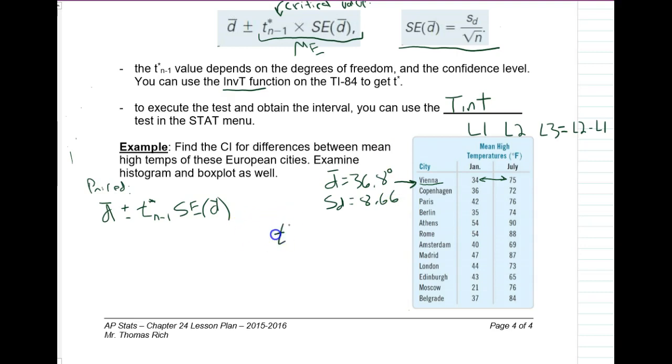We do need to get our critical value with how many degrees of freedom. I've got 1, 2, 3, 4, 5, 6, 7, 8, 9, 10, 11, 12. So that's 11 degrees of freedom. And that's going to be found by using inverse normal. Inverse t, I should say. So used to using inverse normal. So we're going to use the inverse t command. We're going to assume it's a 95% confidence interval, so we're going to say an area of 0.975, comma 11.